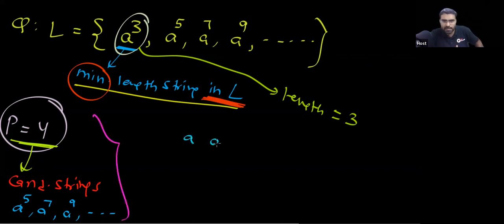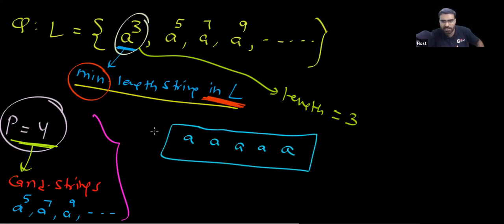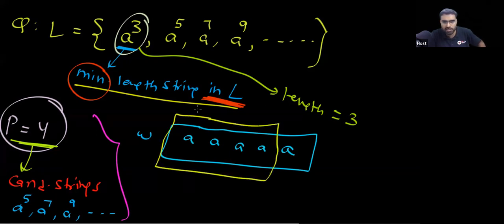For example, I am taking this candidate string. You tell me, will it pump? First of all, you tell me where you will check y. In which area will you find y? You are checking p equal to 4. So in the first 4 symbols, in this area, you find y.